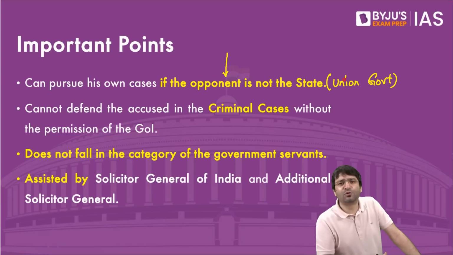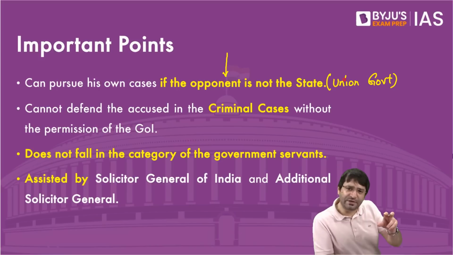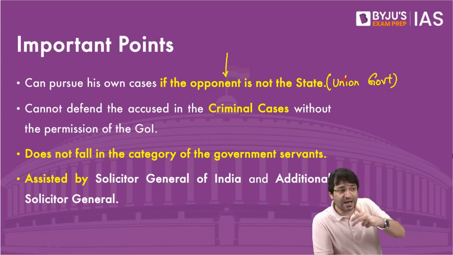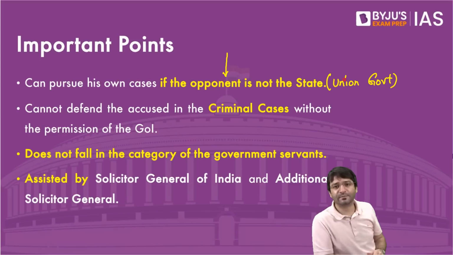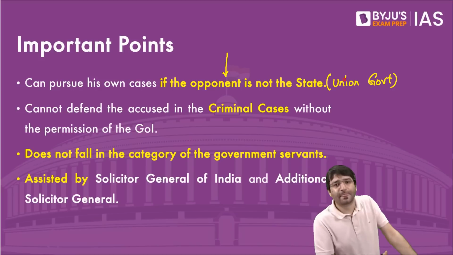For example, Mukul Rohatgi, when he was the Attorney General for India, he took up a private case as well. He took the case of Kerala Bar Association against the state government of Kerala. So is Kerala government a state? Yes. But it's not a union government.